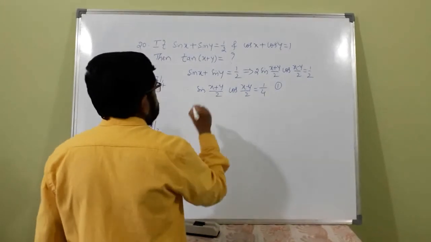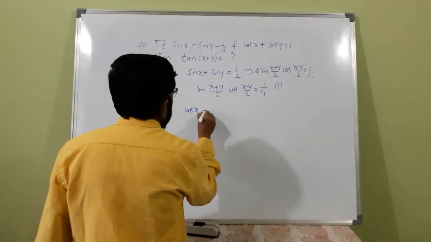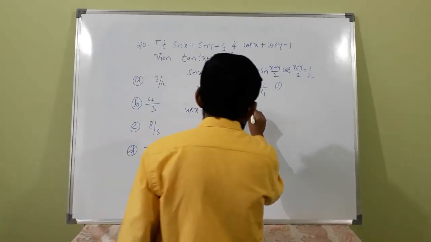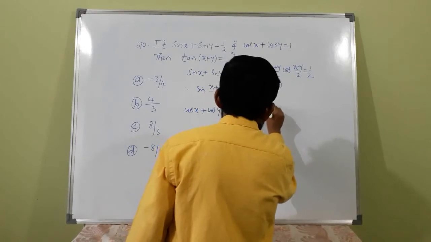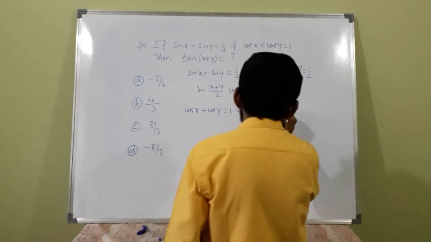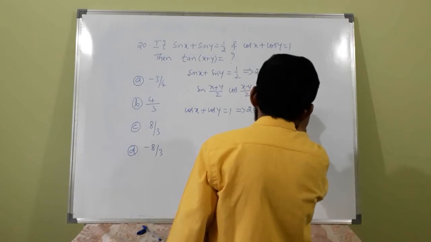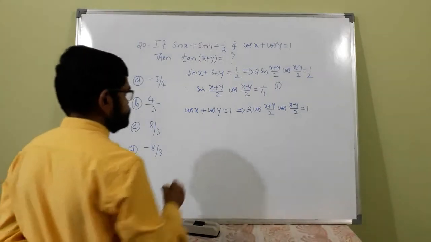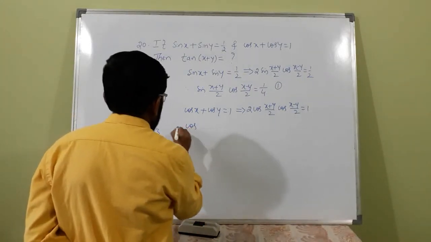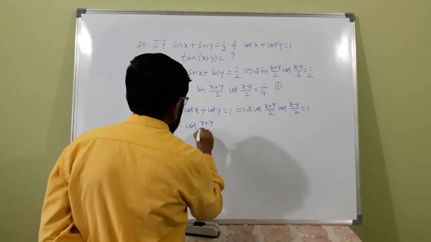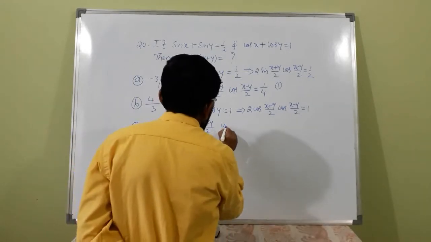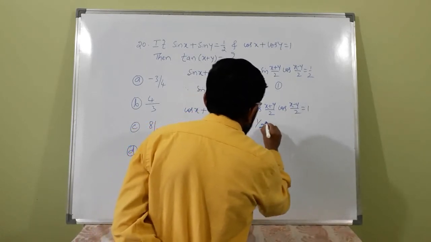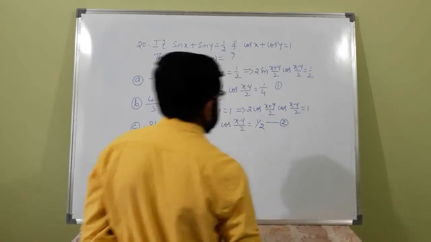Second one, cos x plus cos y is equal to 1 implies 2 cos((x plus y)/2) cos((x minus y)/2) is equal to 1. That is, cos((x plus y)/2) cos((x minus y)/2) is equal to half. This is result number 2.